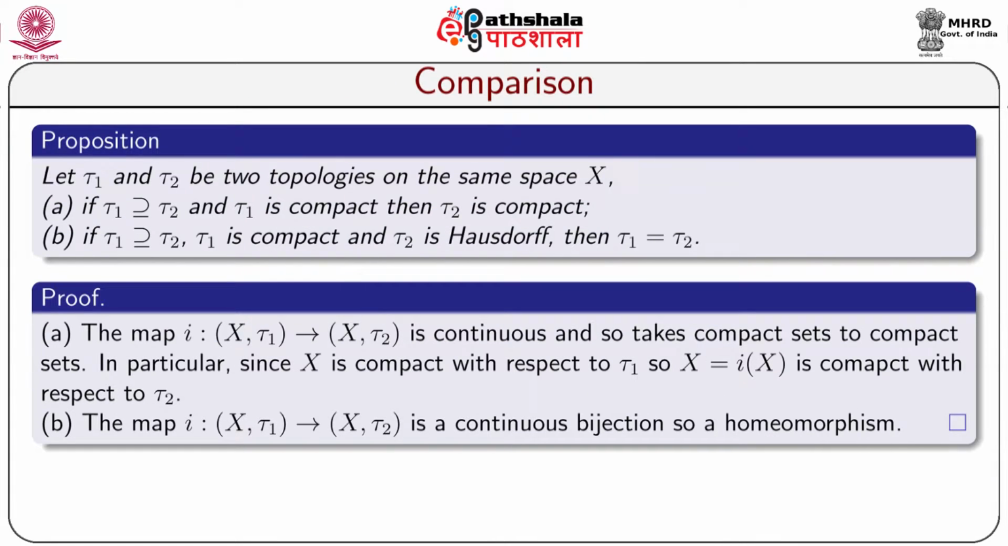Now, let us state some comparison between two different topologies on a space X. Let tau 1 and tau 2 be two topologies on a space X such that tau 1 contains tau 2 and tau 1 is compact, then tau 2 is compact.